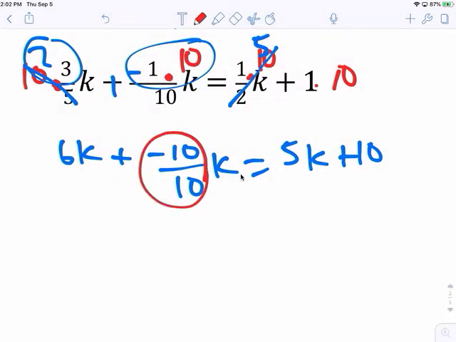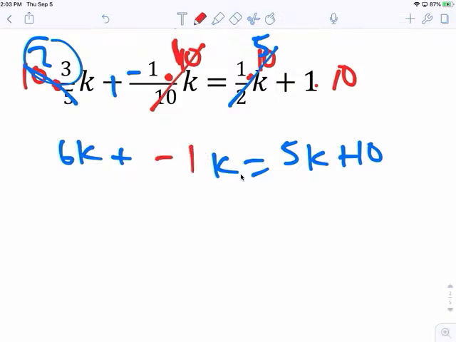5k plus 10 for the kids. This equals 1. Oh, if we cross cancel, we get 1. 1 times negative 1 is negative 1, so we didn't have to reduce. I didn't cross cancel, you see? If I cross cancel, it's a lot easier.